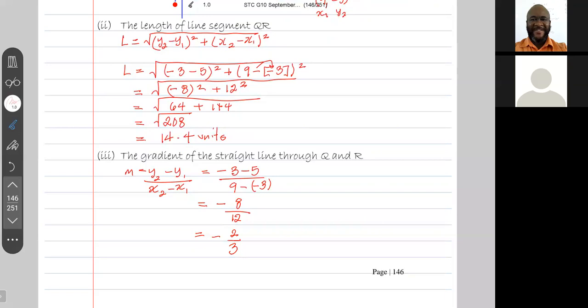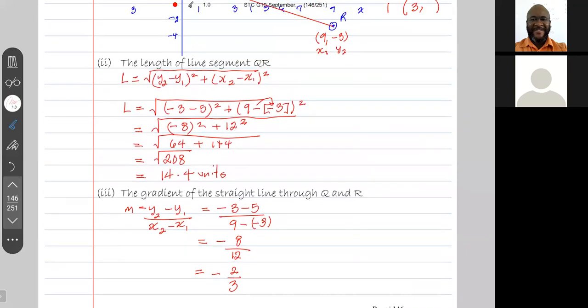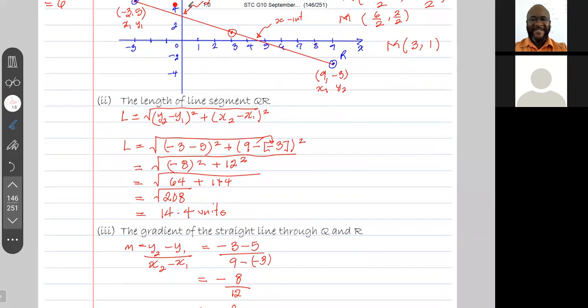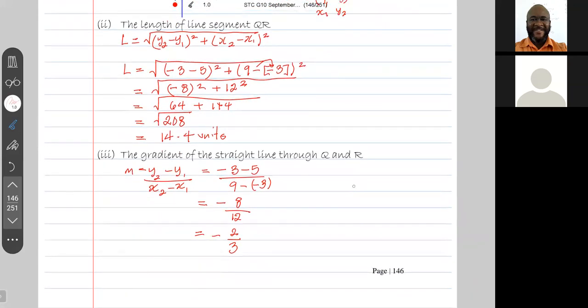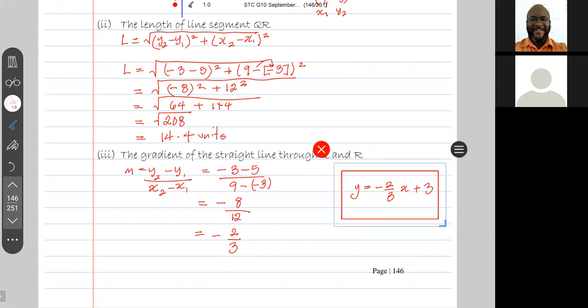So we have the gradient. The y-intercept from our diagram, it looks like 3. So it looks like the equation of the line is y is equal to minus 2/3 x plus 3. That's the equation of the line. All you need is the gradient and the y-intercept. Now, this is from observation, part calculation.